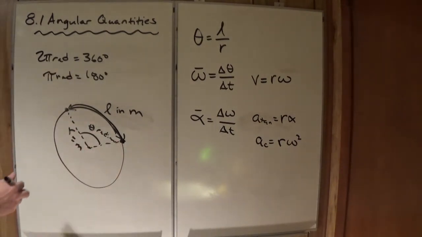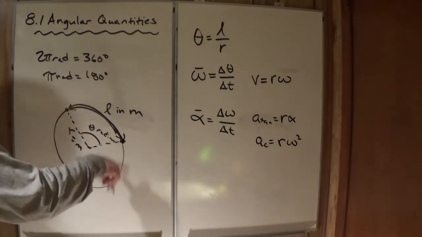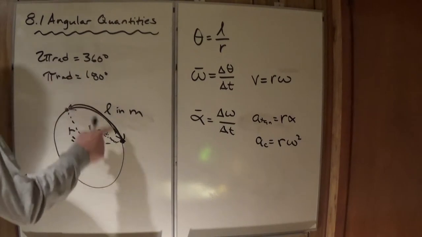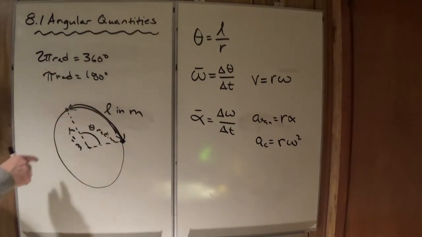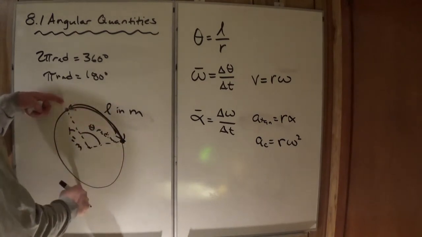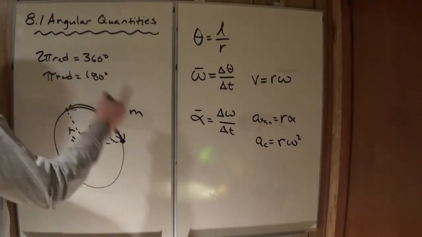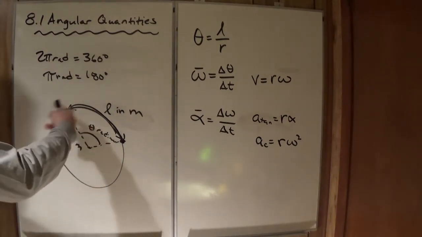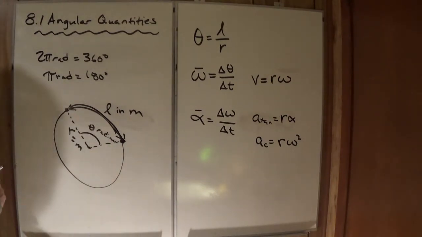Now a radian is simply a way to measure a path around a circle, with the understanding that there are 2 pi radians in one complete rotation. So if I took the radius of this circle and wrapped it around the outside of the circle, it would go around 2 pi times. So it's simply a ratio of the length of the radius to the circumference of the circle.